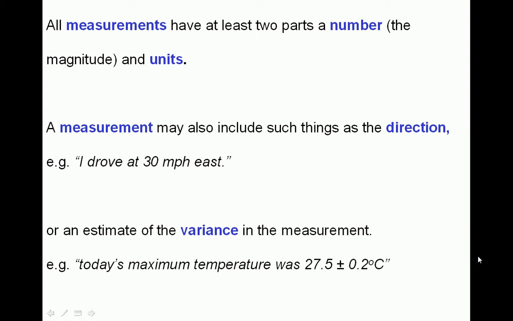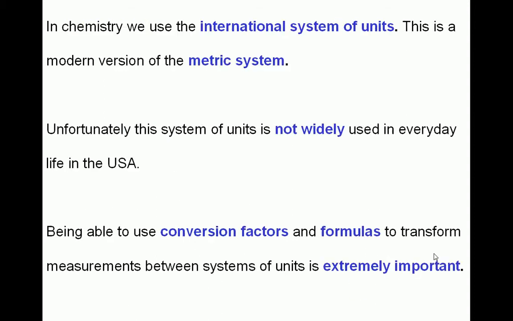Okay, so all measurements have at least two parts, namely a number, sometimes called the magnitude, and the units associated with that. Measurements may also include other things such as the direction, i.e. I drove at 30 miles per hour east, west, north, south, whatever. And sometimes they have an estimate of the variability in the measurement. So multiple measurements are taken and the variability in that measurement is expressed in some way. An example would be today's maximum temperature was 27.5, which is the magnitude, plus or minus 0.2, which is the variance, and then we've got degrees Celsius being the units.